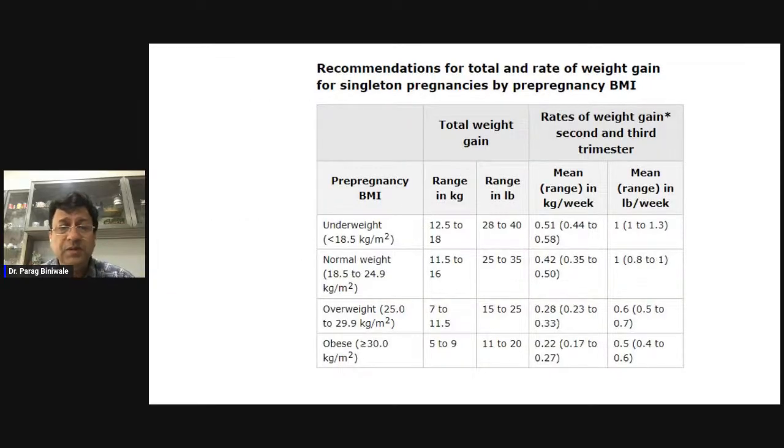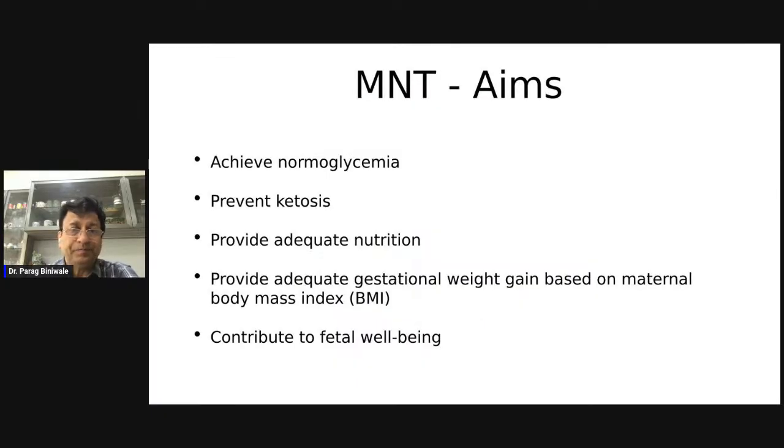And how much weight gain is permissible? If the woman is obese, we should encourage her to put on about 5 to 9 kgs. If she's overweight, about 7 to 11.5 kgs. So we must ask her to see a nutritionist. We must ask her to start doing regular exercises in order to keep weight gain under control.